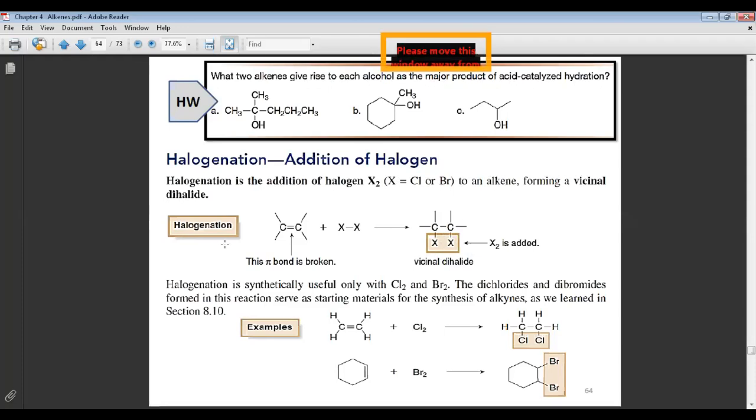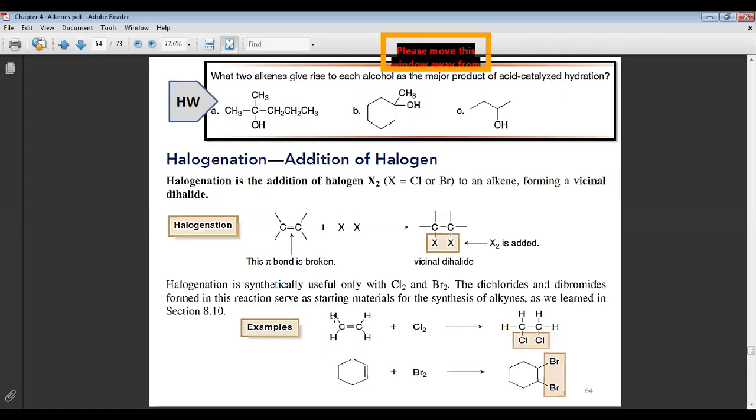Now, here you have X2, that means the pi bond will be open, and one of the halogens will come to here and the other halogen atom will be bound to this carbon. Now the synthesis of the halogen is useful. Look, with Cl2 or Br2, the dichloride and dibromide are formed in this reaction from the starting material of the alkene.